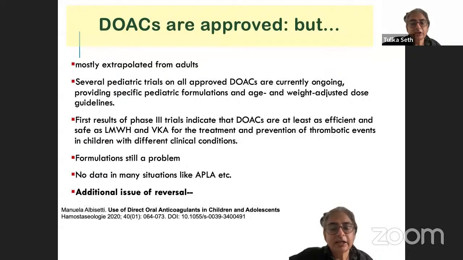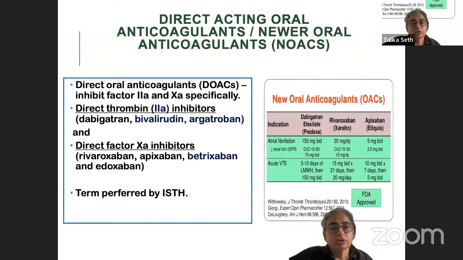And there are several scenarios like in APLA syndrome where we don't have data of the DOACs. And formulation, of course, is still a problem. And the additional thing is that in case there is an overdosing or bleeding associated with the DOACs, then reversal is much, much more difficult with these agents. So you need to be a little bit careful.